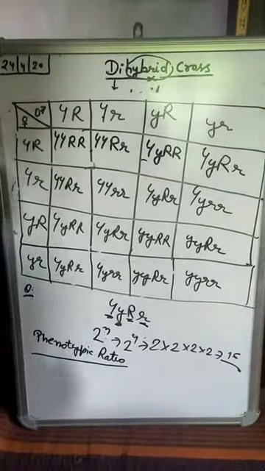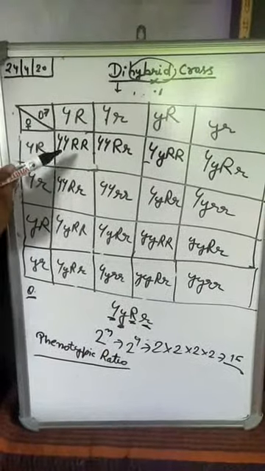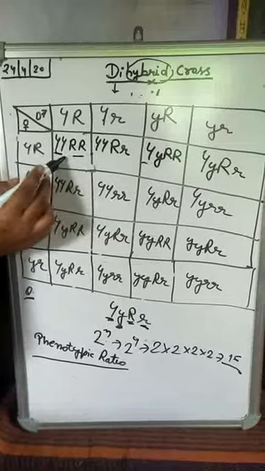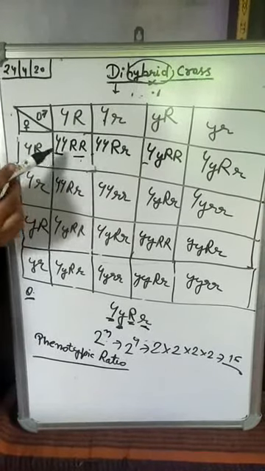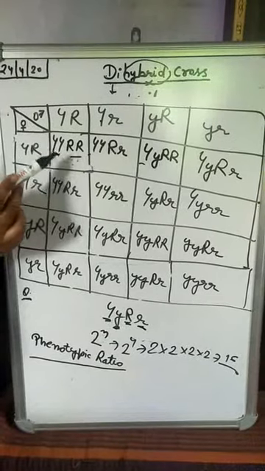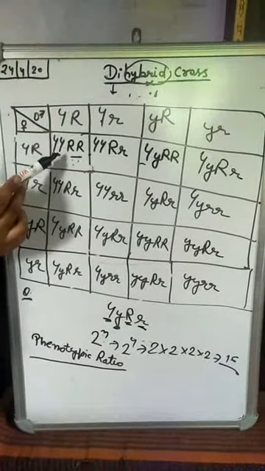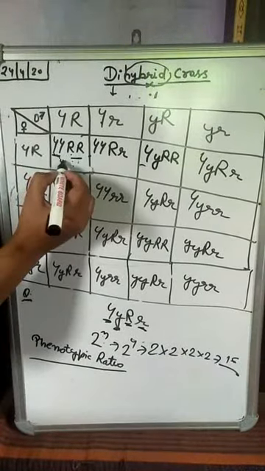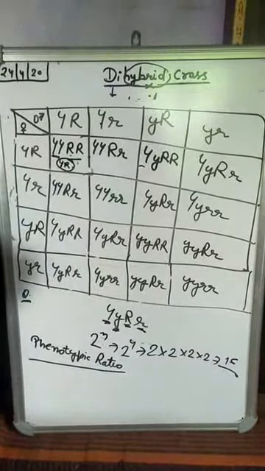Phenotypic ratio, look from the starting. Here you can see capital Y and capital R means both dominant types of alleles are present. And where dominant alleles are present, they will obviously express their character. So here capital Y's character was yellow and capital R means round in shape. So this means yellow and round phenotype.